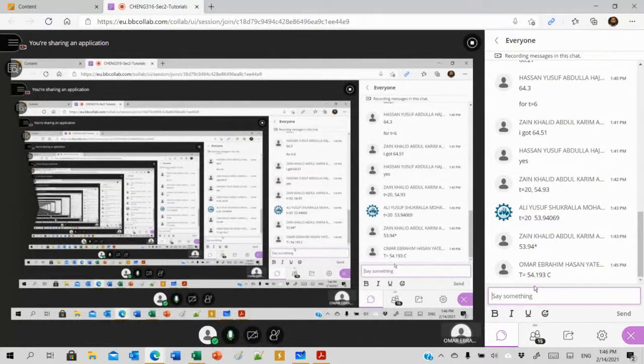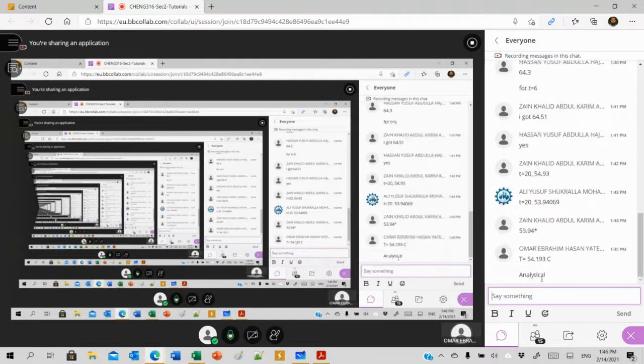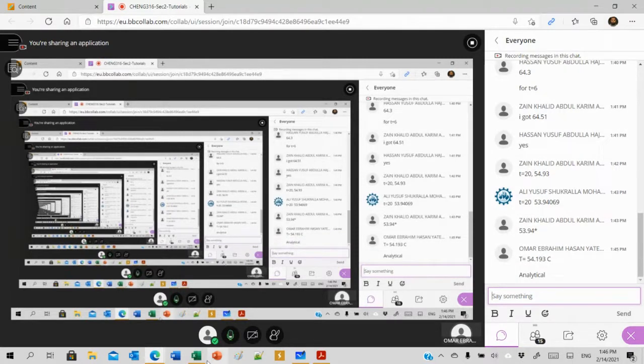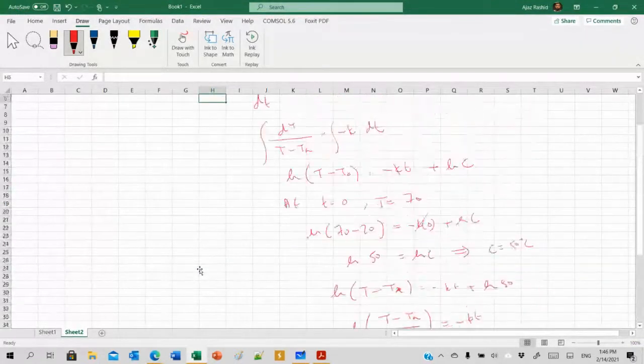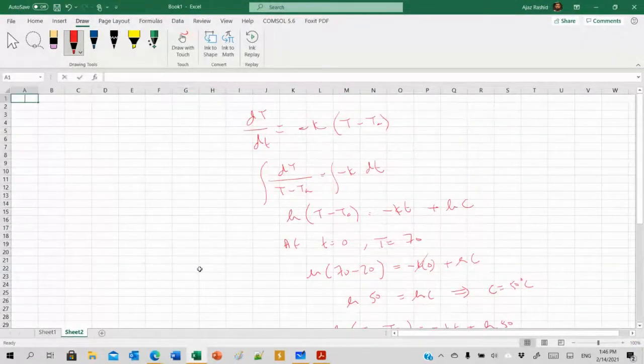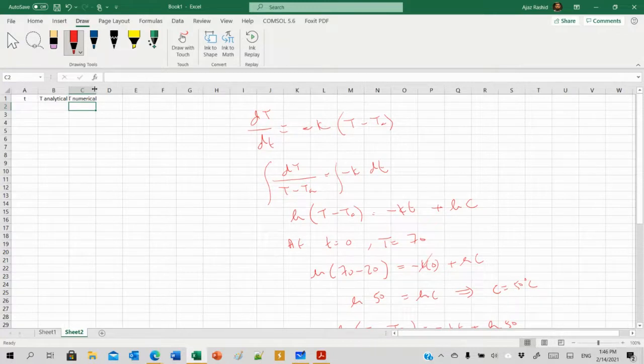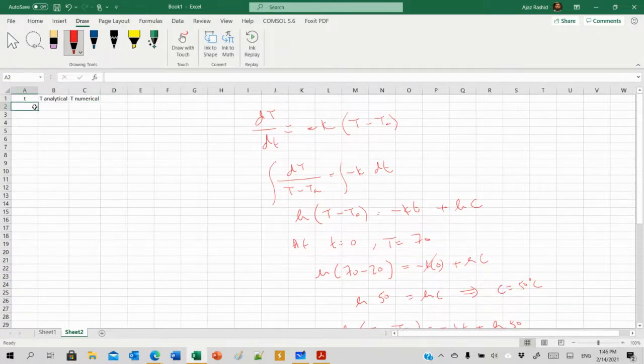That's the analytical solution. T is 54.193. Yeah, that's the analytical one. So I'll make here the time. I'll take the T analytical and I'll take the T numerical. The analytical is not required. We are just doing it to compare.